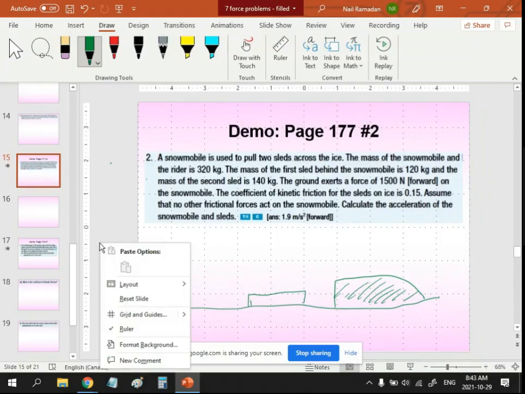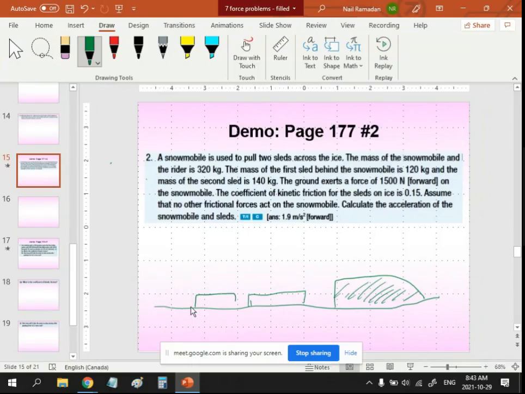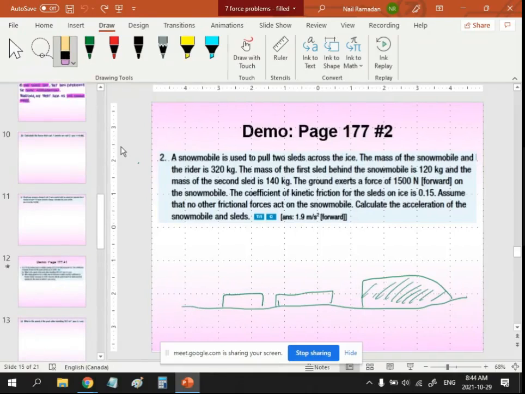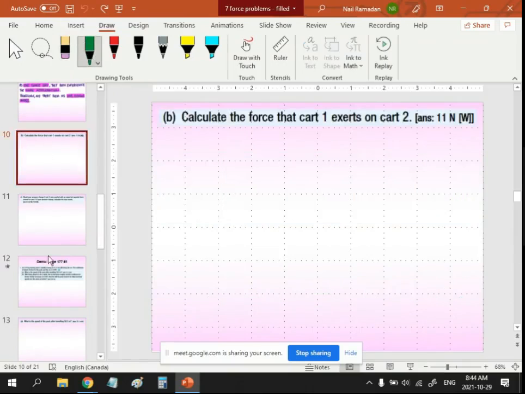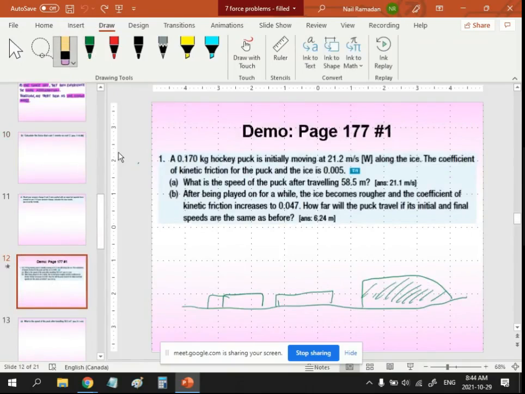And then there's another sled. So sled, and they're connected with what? With tension here and tension here.